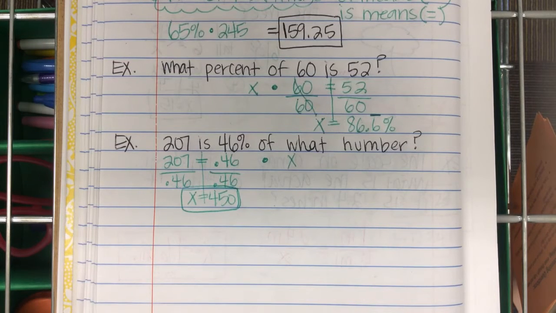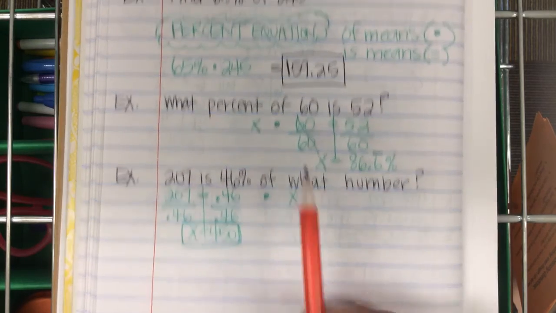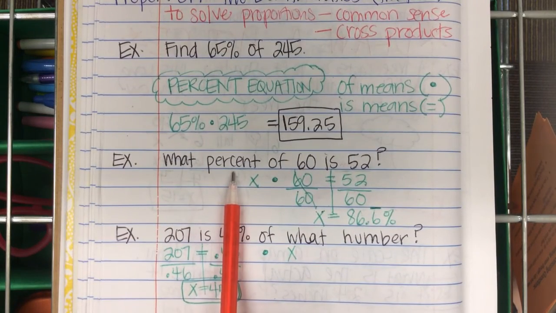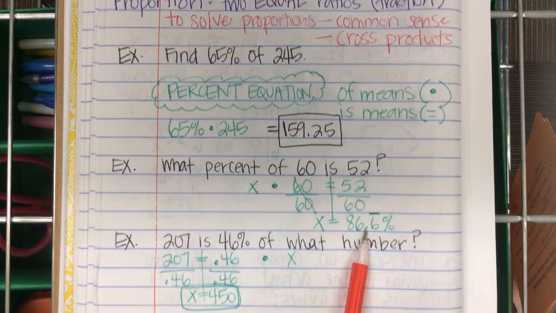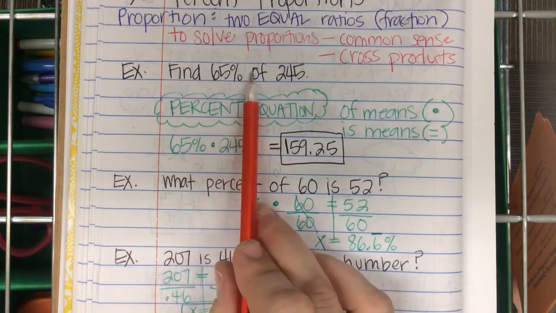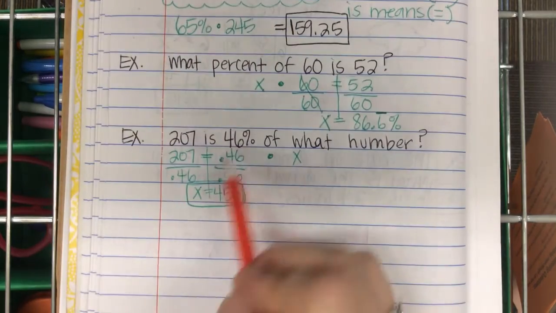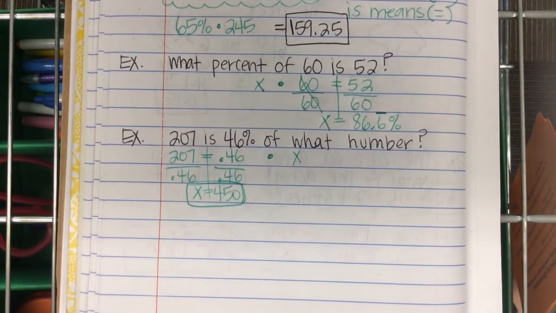Here's the second way that some people are going to find easier. If it's asking what percent, that's when you have to change it to a percent. But this one gave you a percent, right? And this one gave you a percent. So you don't have to change them to percents.